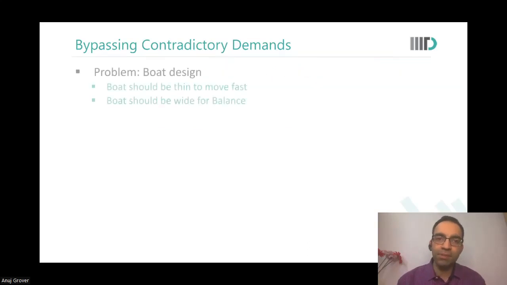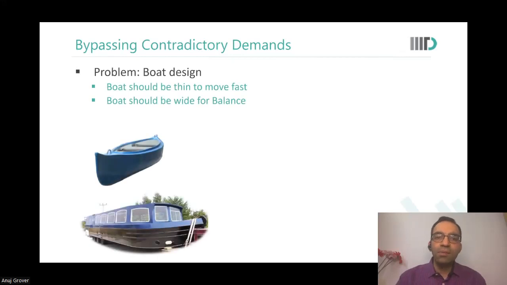Okay. Let's take an example. A boat should be thin to be able to move fast so that the drag is lesser in water, and the boat should be wide for balance. Do you understand these two demands? If the boat is wide, it is much more balanced. Is it not? It will be very difficult to topple it. But if the boat is very thin, it is easy to topple it.